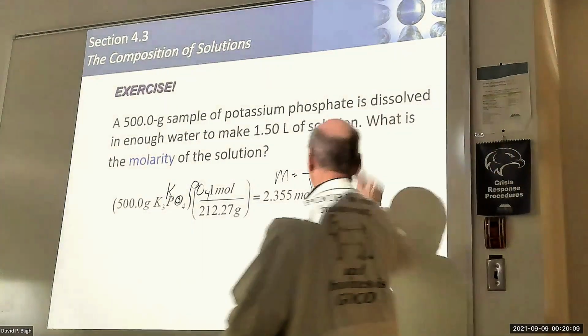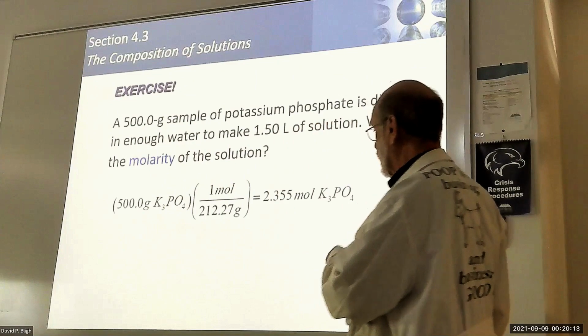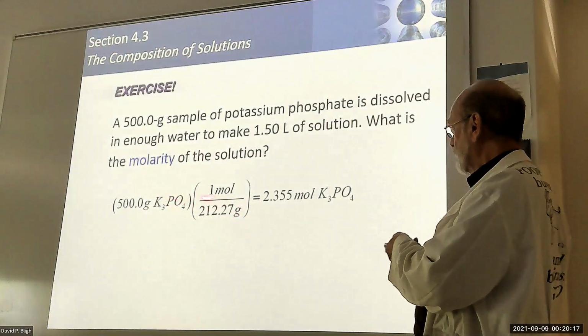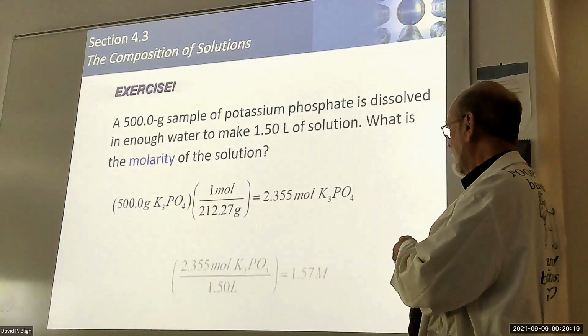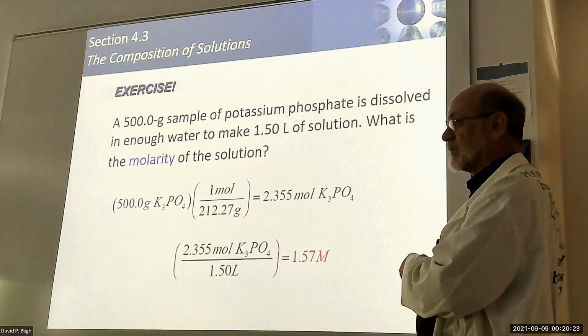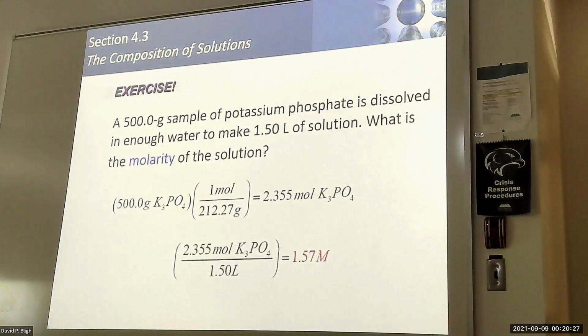Right? So, can't see that too well, can we? So here's the molar mass of potassium phosphate converted to this many moles. Divide that by 1.5 liters, and our solution is 1.57 molar, which is concentrated. That's a pretty high concentration.